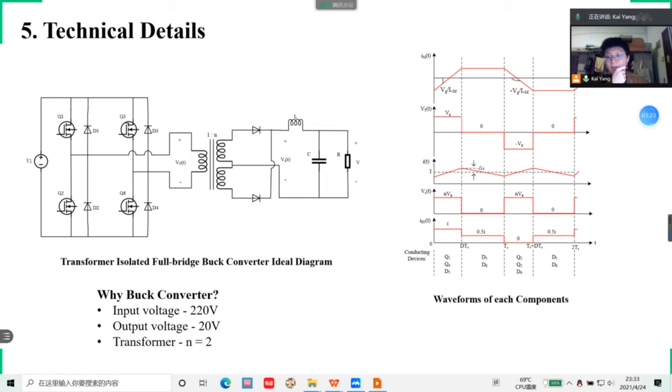Because the input voltage is 220 volts, the output voltage is 20 volts, and the transformer parameter N is equal to 2. So we must decrease the DC voltage to supply the source to the load.